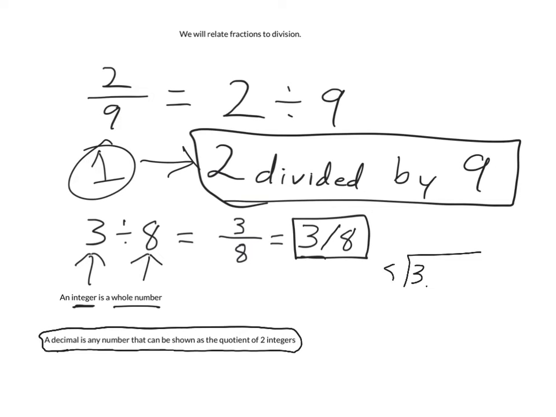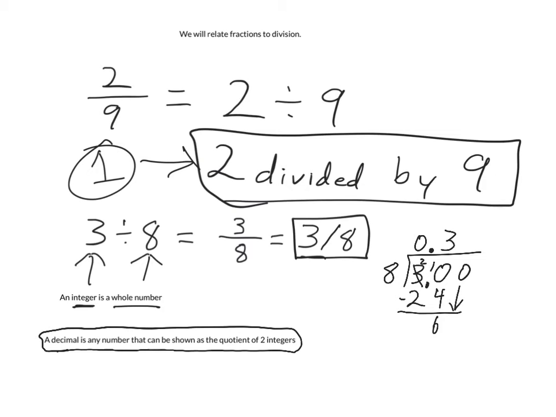Okay, so if we take 3 divided by 8, we want to show this as a decimal, so the quotient is going to be a decimal. These are our two integers. So we know 8 goes into 3 0 times. Then we add a 0. And we see 8 goes into 30 3 times. Then we multiply. 3 times 8 is 24. Then we subtract, and we get 6. So we have a remainder of 6.